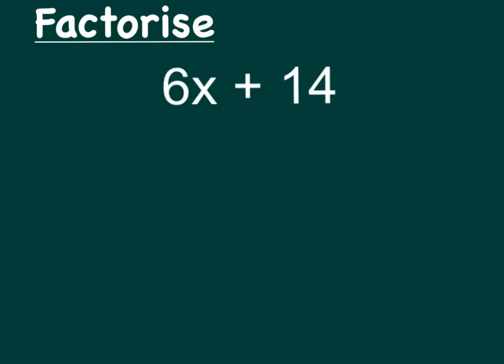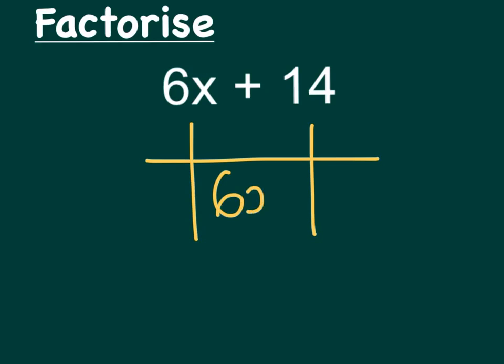Factorise 6x plus 14. In order to factorise this expression, we're going to use the grid method and work backwards to see what would have been in the brackets. We start by drawing a grid, and our first term, which is 6x, goes in the first box. Our next term, which is 14, goes in the second box. So now we've got to work out what goes here, here and here.